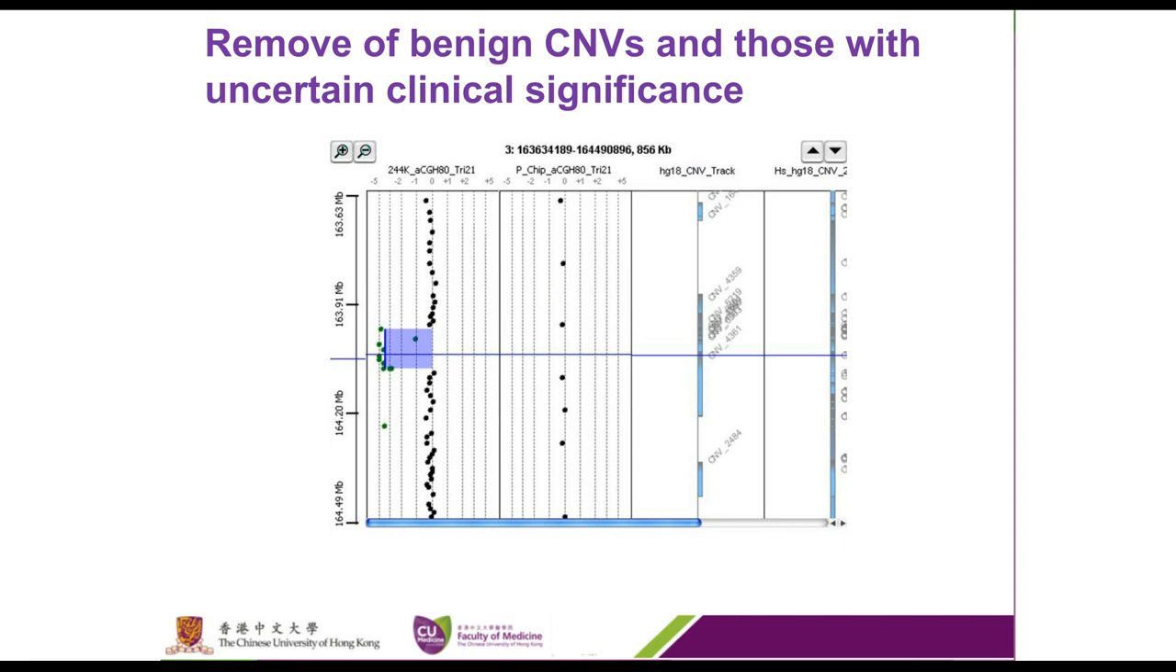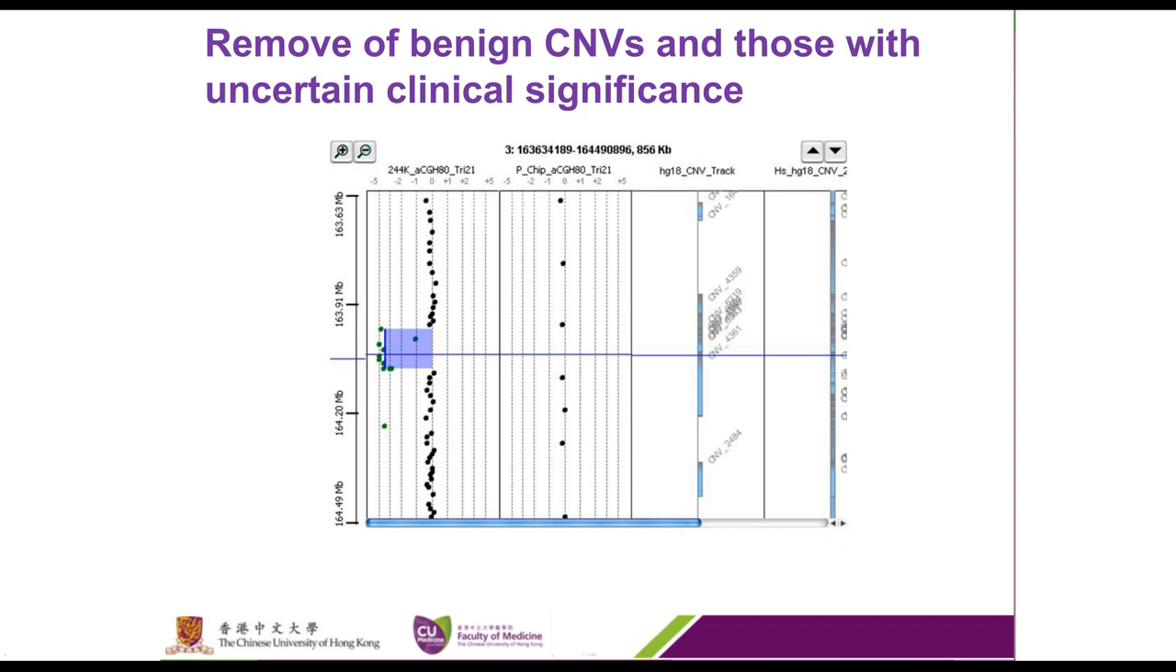It's a common copy number variant, but it's not clinically significant. So what we do is that at the middle one, we try to put in fewer probes in this region and give a more even spacing, because by array, you need to have a consecutive 3 or more probes to call a copy number change. So by that, you can see that now this region becomes not detectable, and it is normal. So this is what we mean by removing the benign copy number variants or those with uncertain clinical significance.